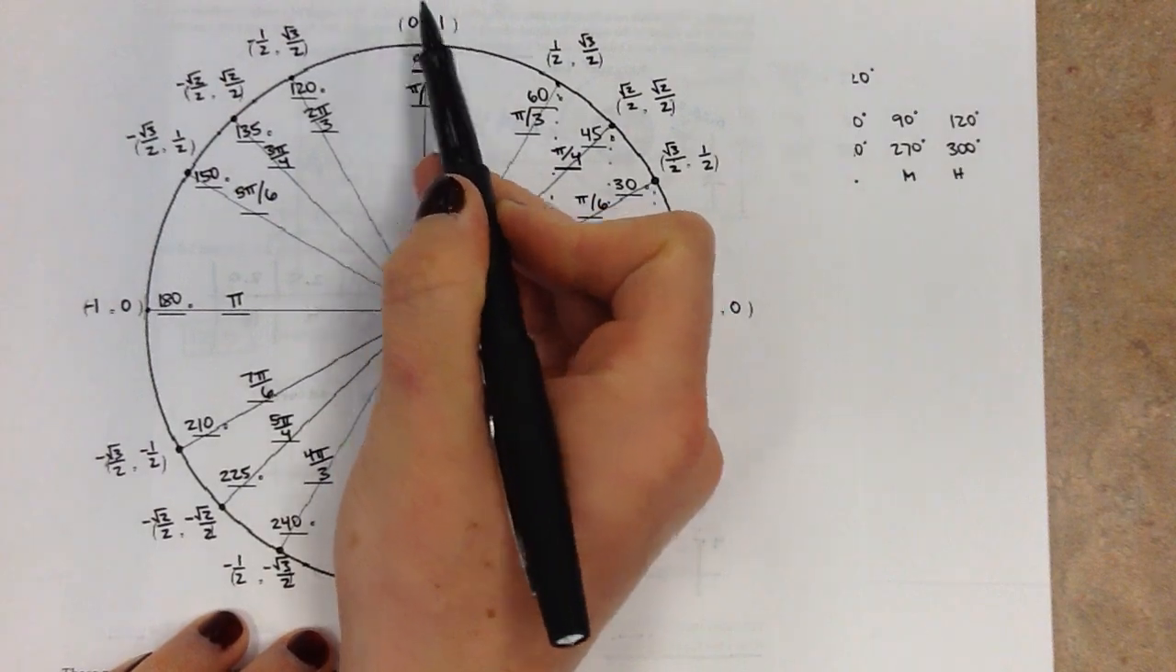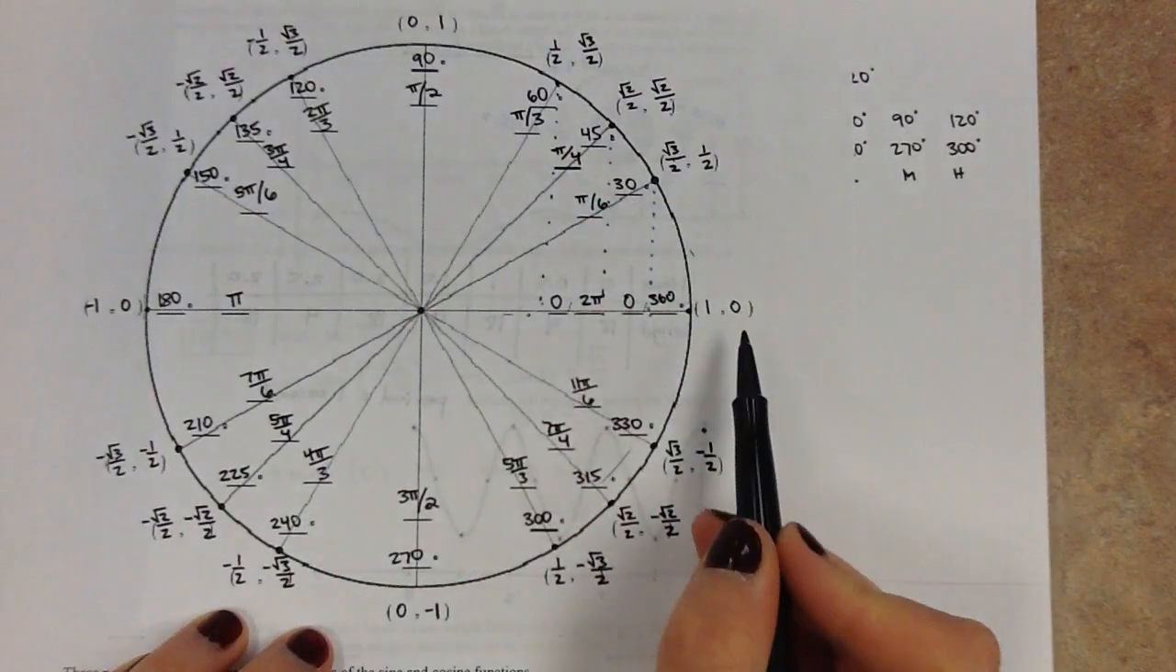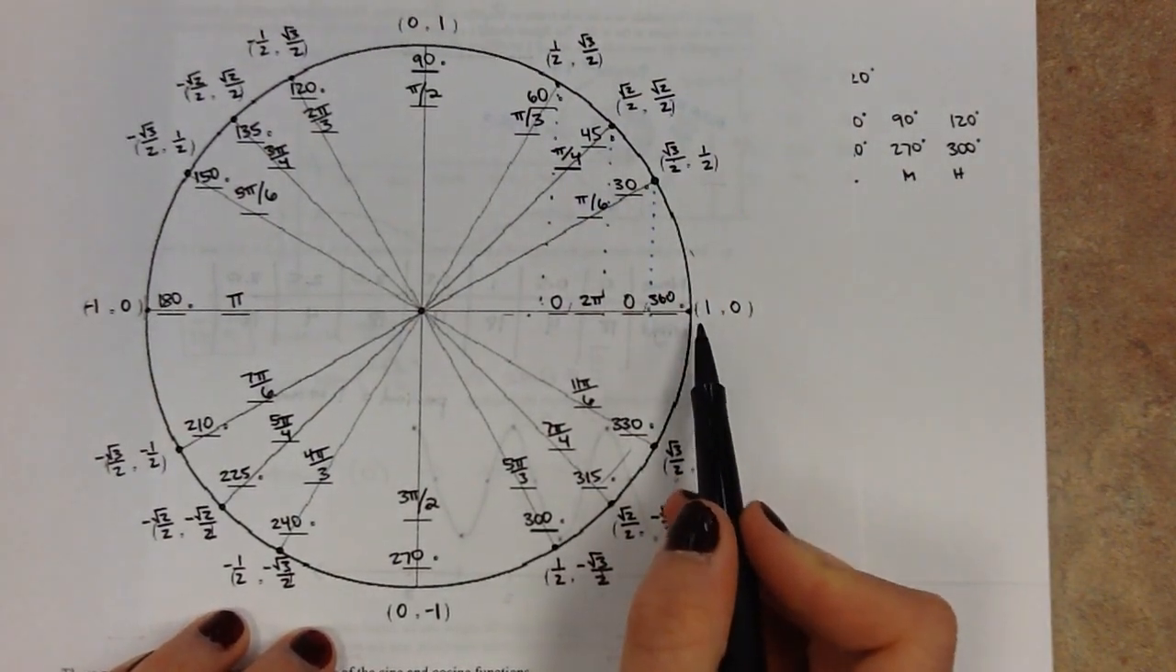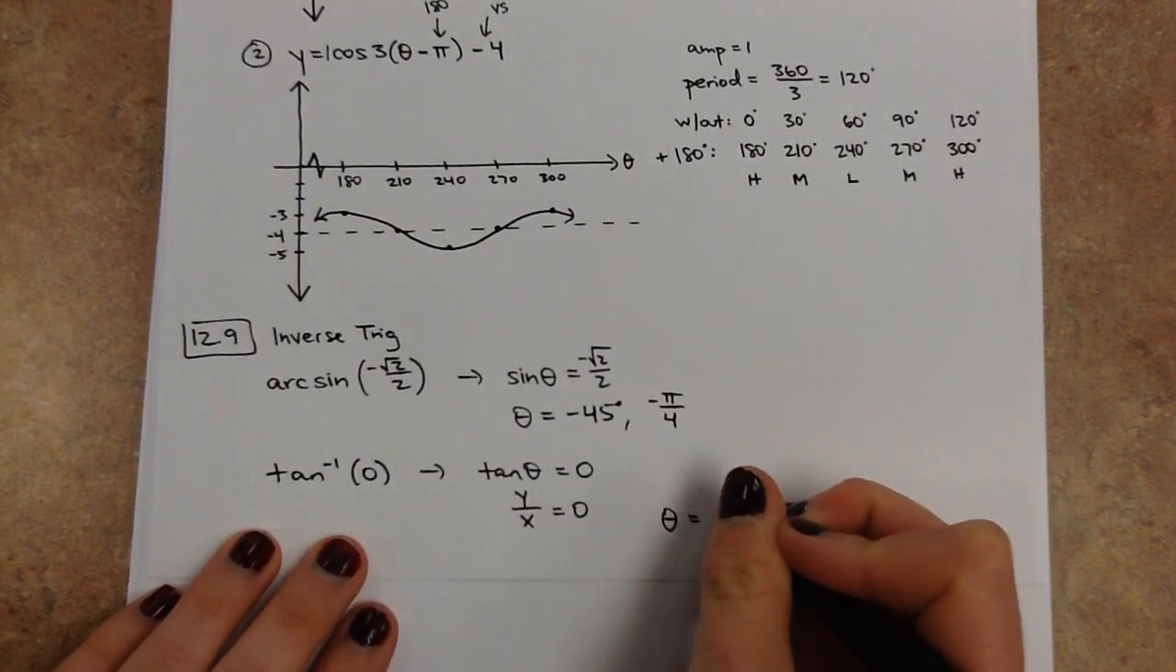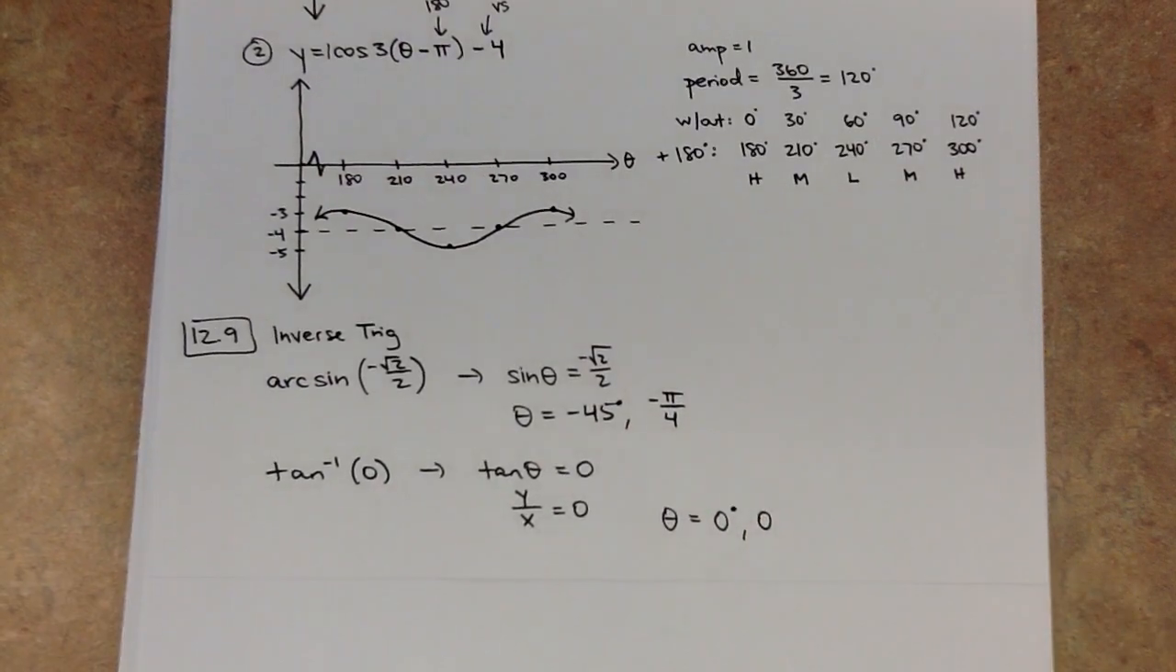Tangent is y over x. 1 over 0 is actually undefined. 0 over 1, that's 0. So your answer would be 0 degrees. Okay, so theta is either 0 degrees or 0 radians, either way.